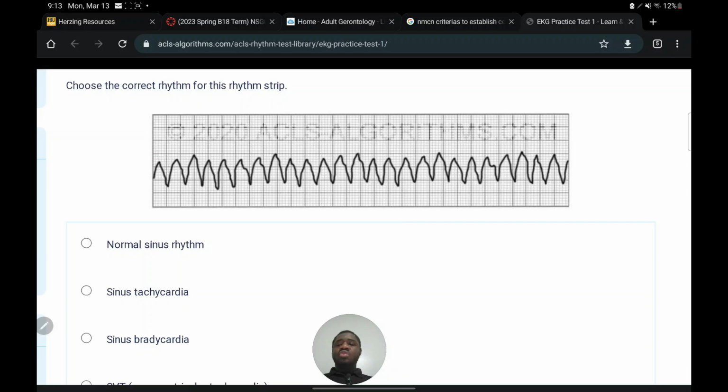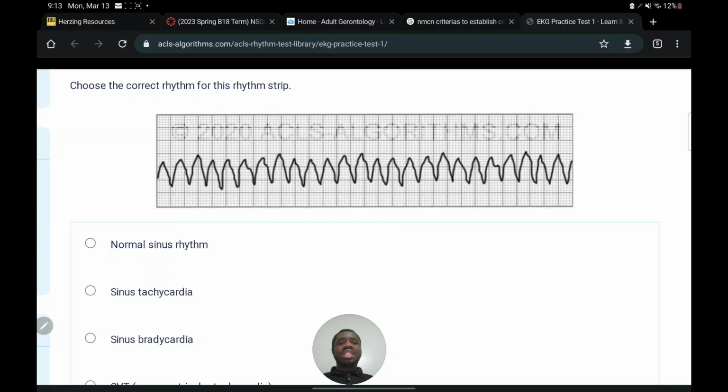For instance, we have 1, 2, 3, 4, 5, 6, 7, 8, 9, 10, 11, 12, 13, 14, 15, 16, 17, 18, 19, 20, 21, 22, 23, 24, 25. 25 times 10, that is 250. If you see this kind of graph in your patient, this is an abnormal EKG rhythm. We can see that the QRS complexes are very wide. The rate is so elevated, about 250 beats per minute.